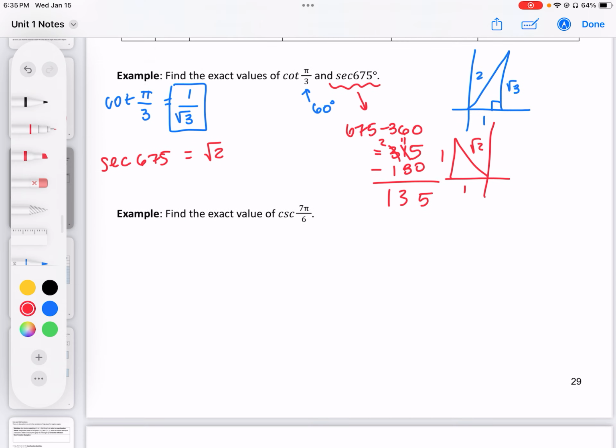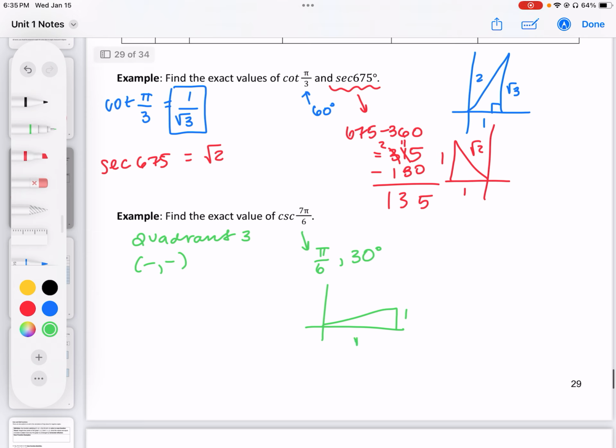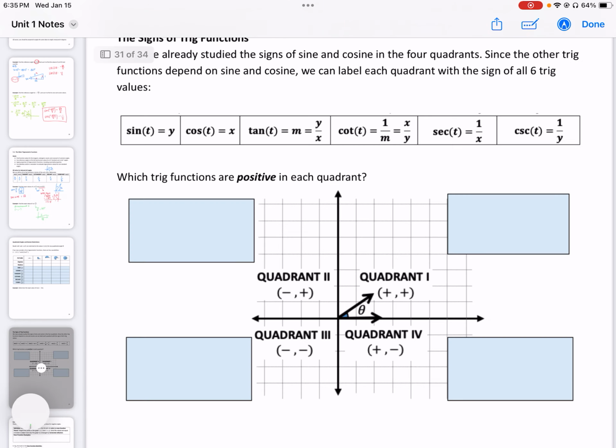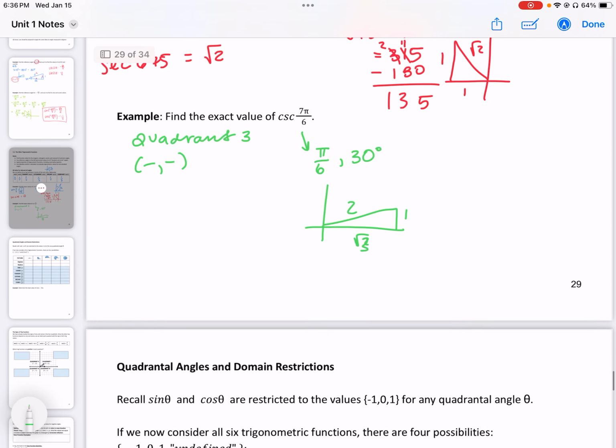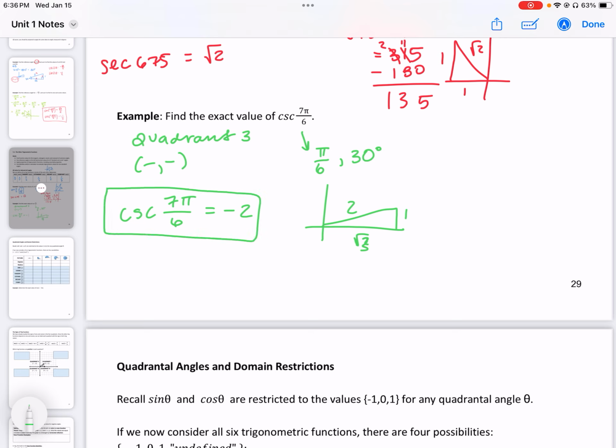If we want to find cosecant of 7 pi over 6, 7 pi over 6 is on the unit circle. If you wanted to find a reference angle, it would be the pi over 6, right? And that's also 30 degrees. Okay, 7 pi over 6, however, is in quadrant 3. So I do want you to remember that your signs are going to be negative in quadrant 3. So let's go ahead and draw that triangle. 1, root 3, and hypotenuse of 2. Okay, cosecant is the opposite of sine. So sine is 1/2, so cosecant is going to be 2. Cosecant of 7 pi over 6 will be -2 again because we are in quadrant 3. Okay.